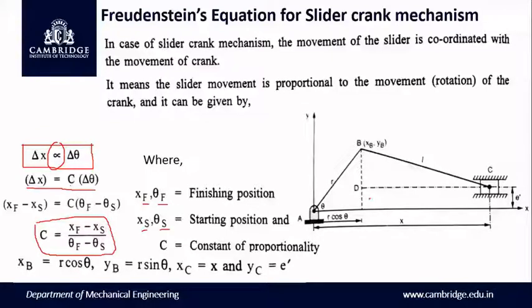Now from the diagram we can express xb, the linear displacement of point B. It can be written as r cos theta if you take the component. Similarly, the coordinates of point B are xb and yb. xb can be written as r cos theta and yb can be written as r sin theta. Then point C is at a distance x from the pivot, hence xc is equal to x, and yc is equal to the eccentricity of the slider with respect to the x-axis, which we take as e dash.